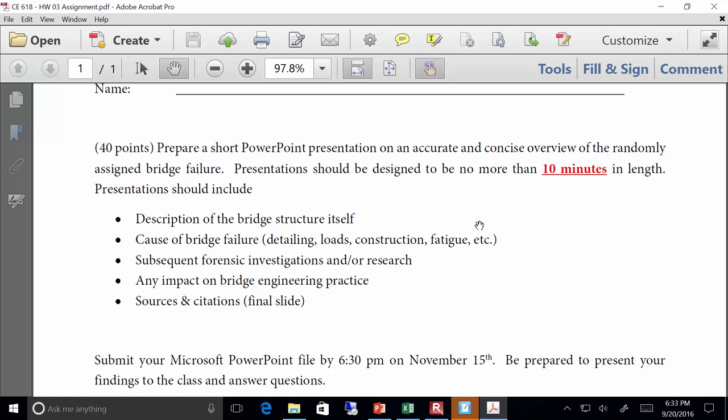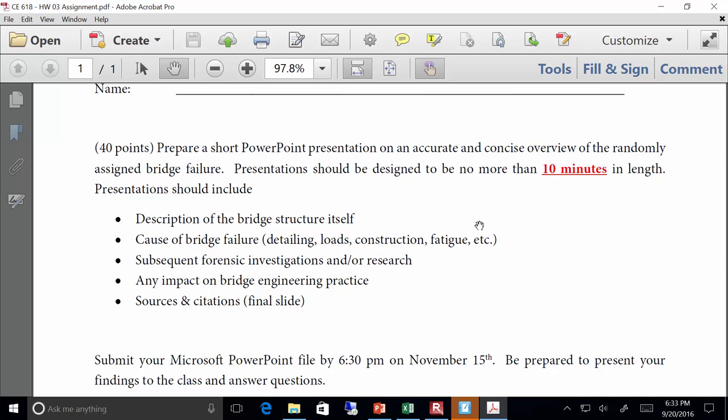What I wanted to do is give you all the chance to do a little bit of research on your own and do a presentation on a bridge topic. So I want each of you to present on a particular bridge that failed or collapsed. Tell us why, tell us where it is, what happened, what was the impact on the industry and what have you. So here's this, just a little handout.